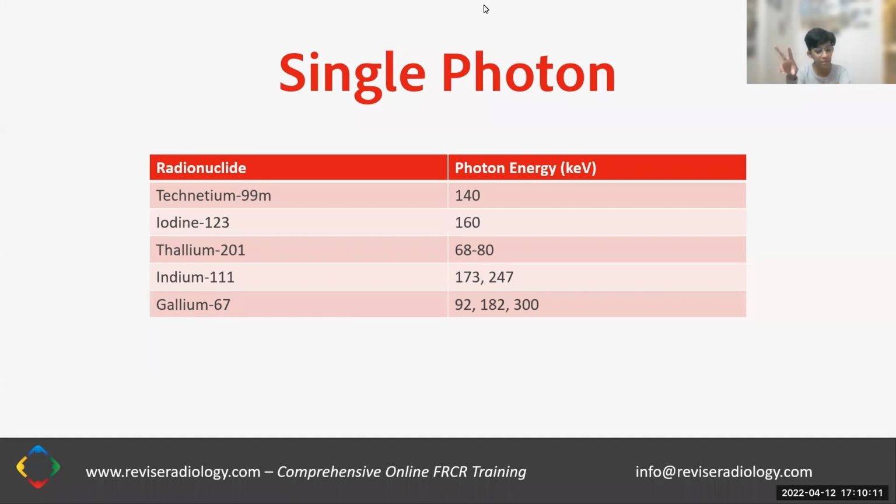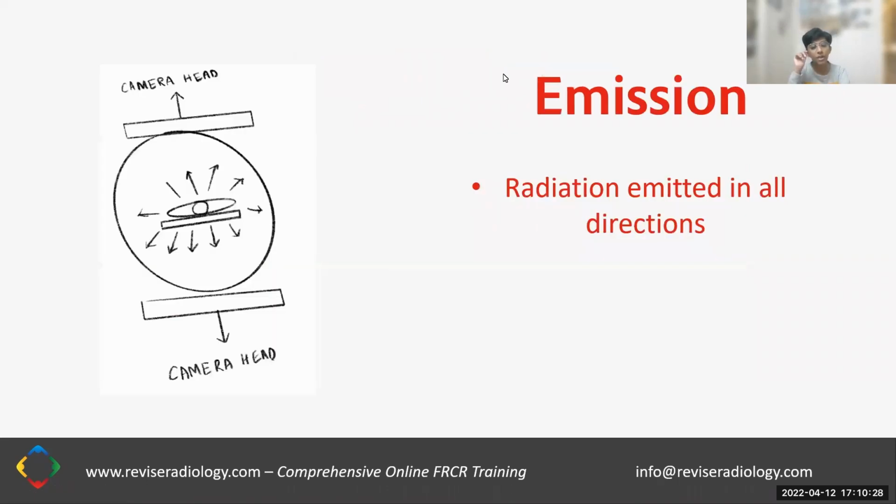So there's two different types of gamma photons emitted with two photon energies in the case of indium-111. Gallium-67, in this case, has three types of gamma photons with three different energies that can be emitted. Another important thing to note about the emission here is that the radiation is emitted from within the patient's body, and it is emitted in all directions.